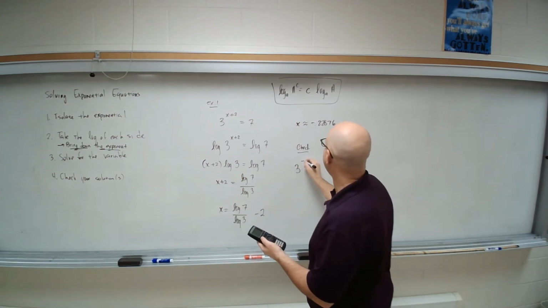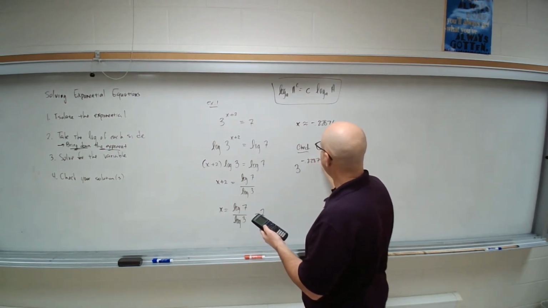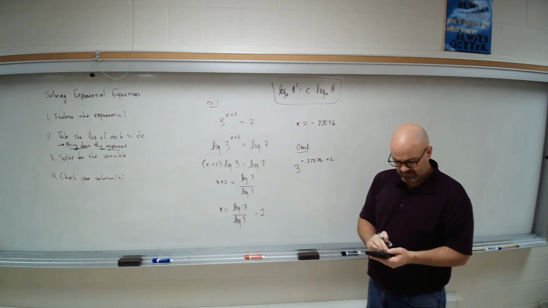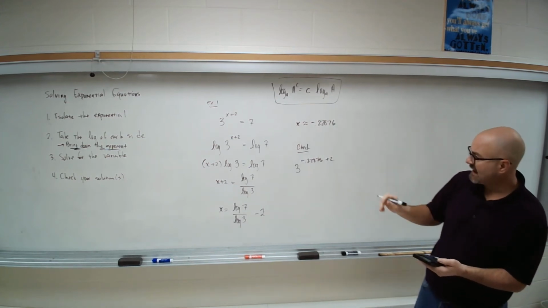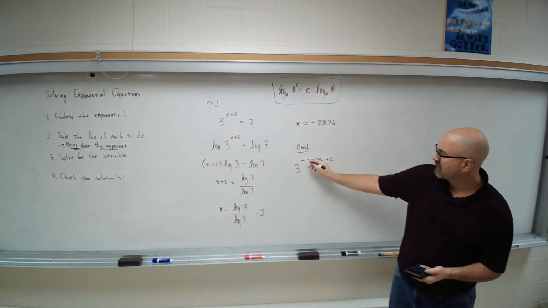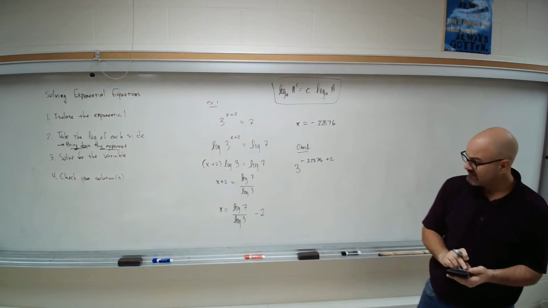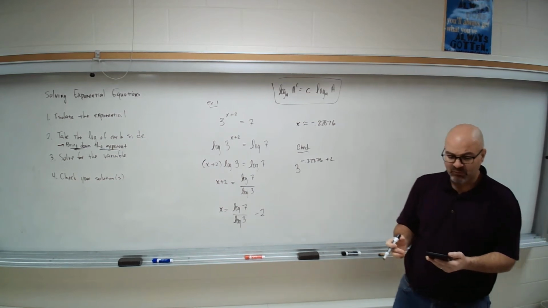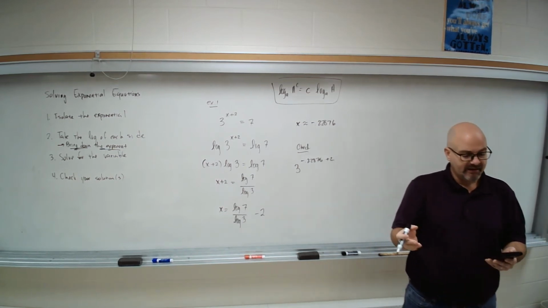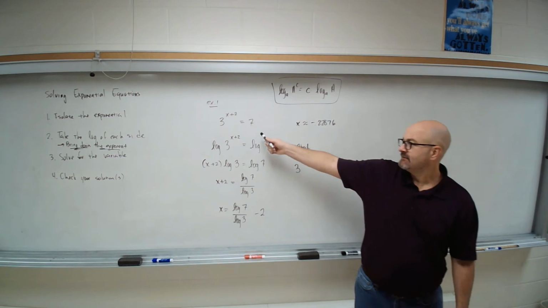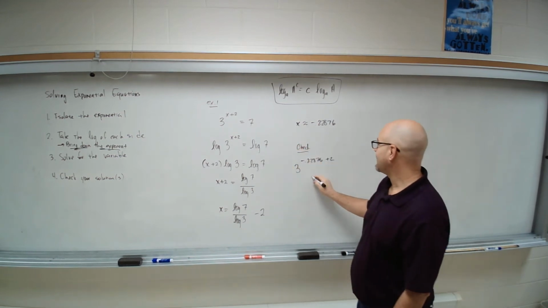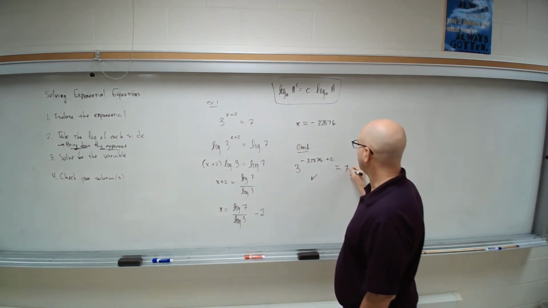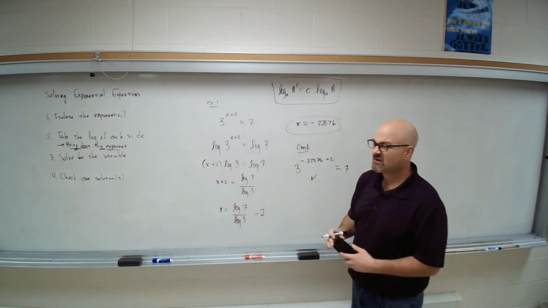So let's see. Negative 0.22876 plus 2. So 3 raised to that power. Be sure to put that whole power in a parenthesis. And I get 6.99997. And it was 7. So that checks. That's good. So that would be our solution there.